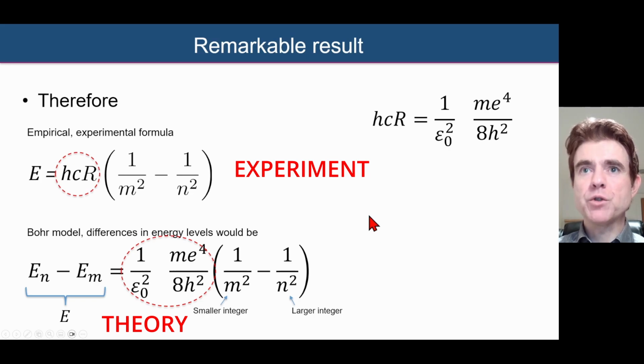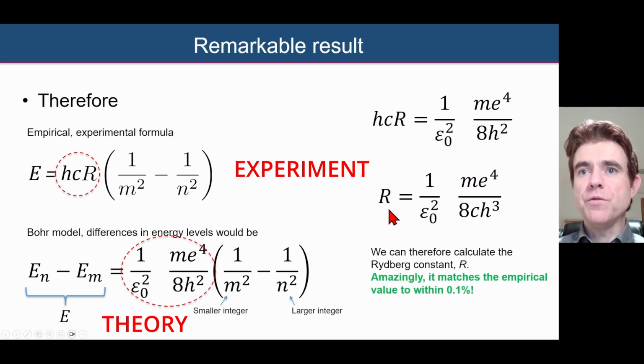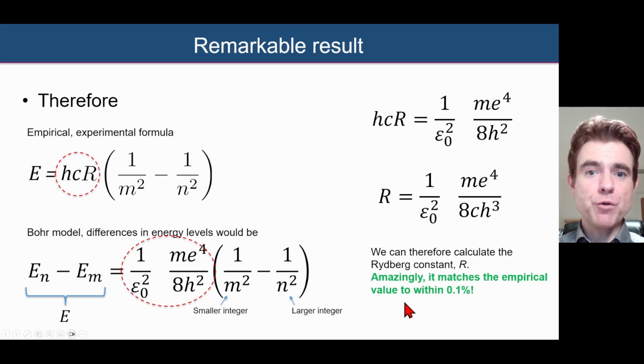So what happens when we calculate the value of R based on our model? This is the result from our model. What happens if we do that? This is the expected value for the Rydberg constant, and very, very remarkably, the model value from the Bohr model of the atom matches the experimentally found value to within 0.1%. So that's a remarkable result for the Bohr model of the atom.